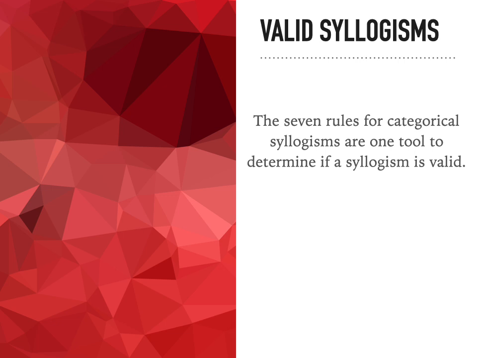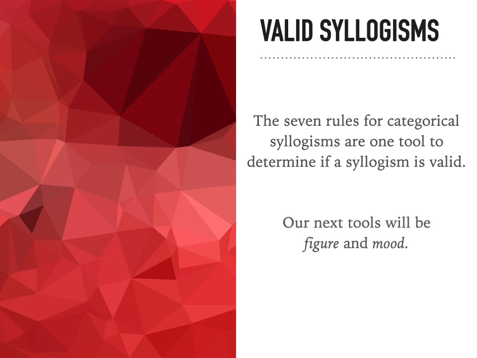That's talking about valid syllogisms. You might remember from Logic 1 that this occupied the last 2 or 3 months especially of our study, determining what made syllogisms valid. We learned about the 7 rules for categorical syllogisms. That was one tool to determine if a syllogism is valid. We're going to revisit that at the end of this presentation.